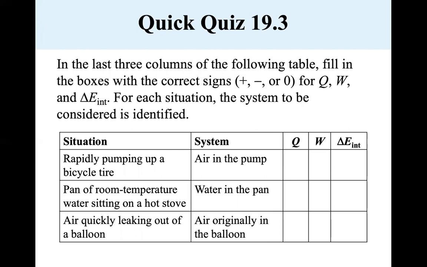And then we'll talk about air quickly leaking out of a balloon. The system is the air originally in the balloon. Well, there's no heat being added to the system, so that's zero. And the work is negative as the air leaves the balloon. It's doing negative work, and the internal energy is decreasing. So we have zero, plus, plus; plus, zero, plus; and zero, minus, minus.